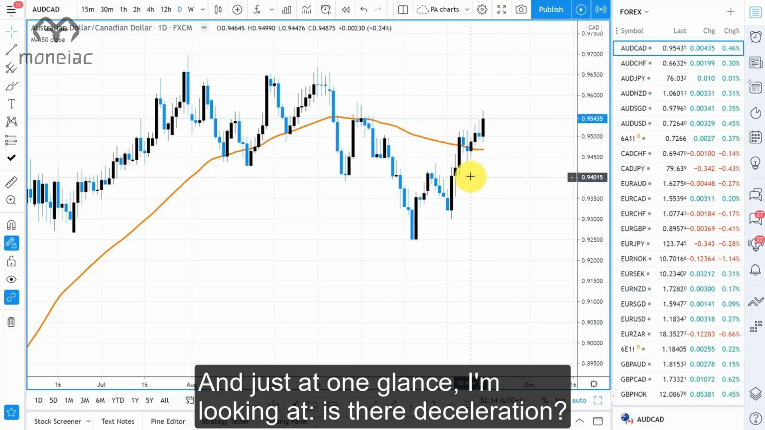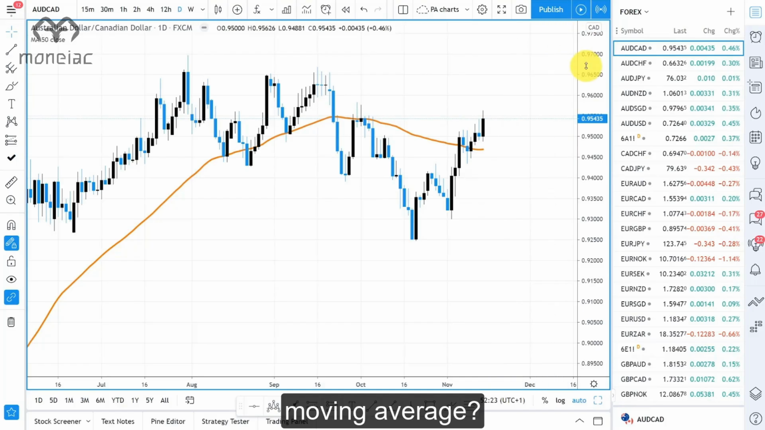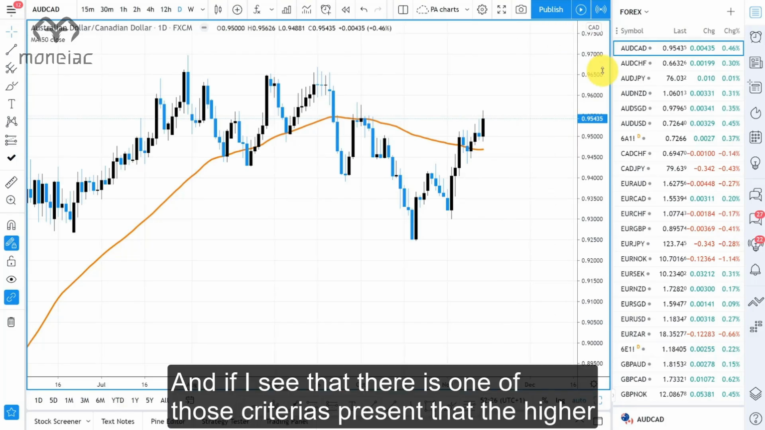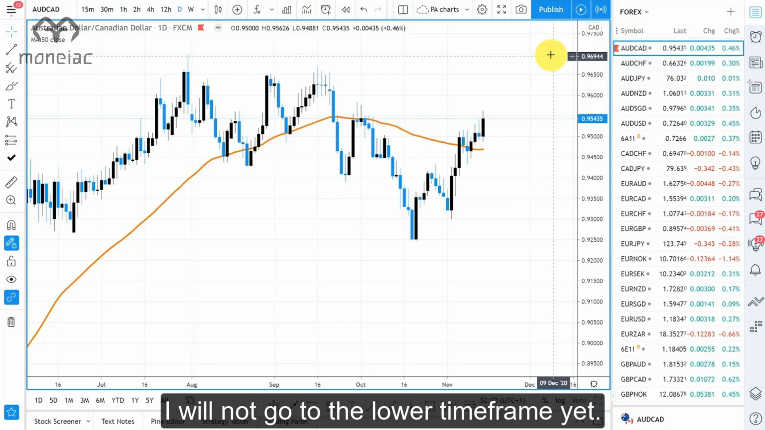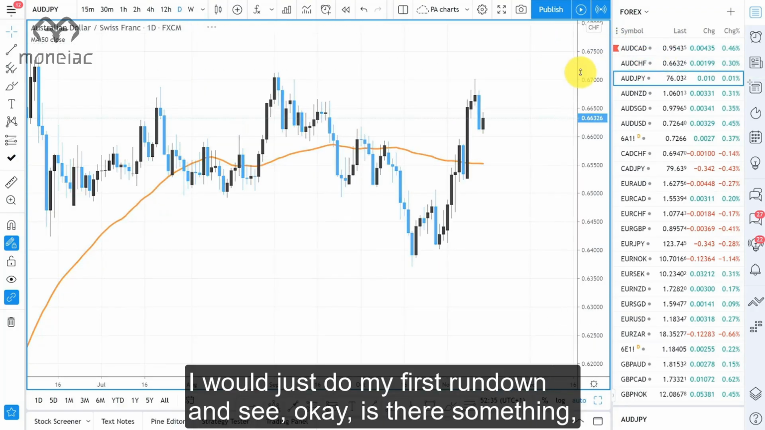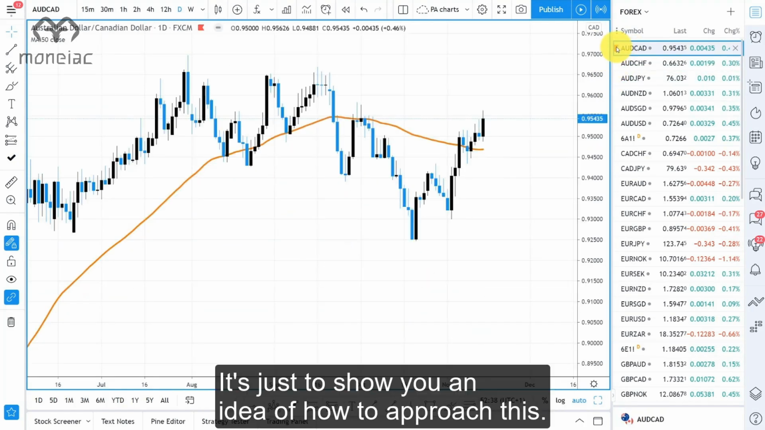And just at one glance, I'm looking at: is there deceleration? Is the market either very extended, or is the market just doing a retest at a moving average? If I see that one of those criteria is present, that the higher time frame is good enough, I will just flag it. I will not go to the lower time frame yet. I will just do my first rundown and see, okay, is there something? And by the way, there was nothing. It's just to show you an idea of how to approach this.